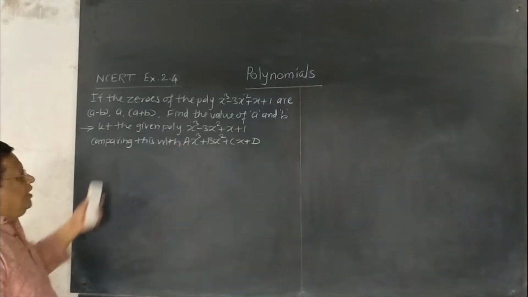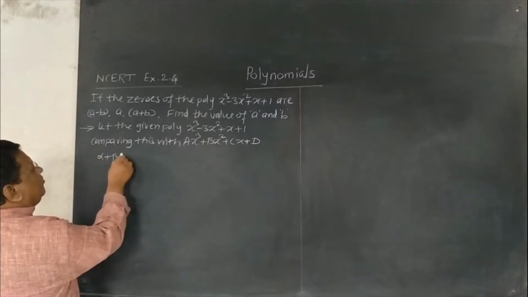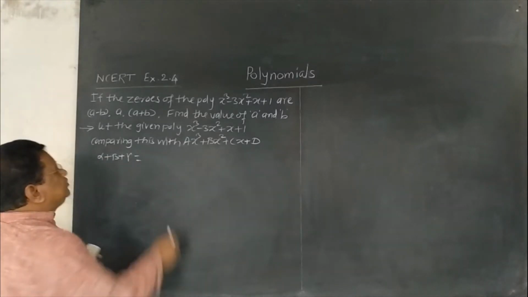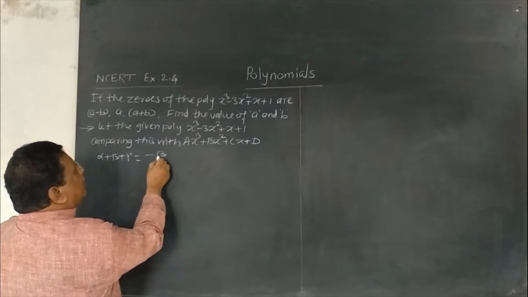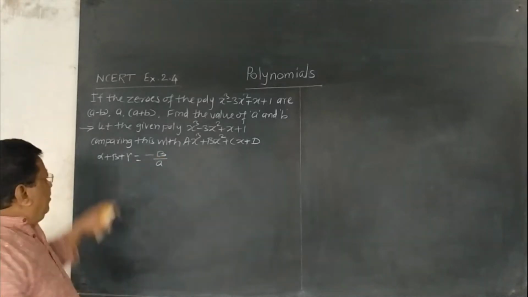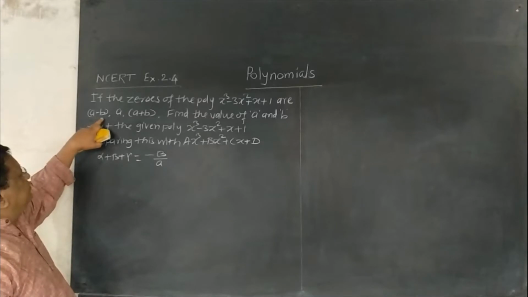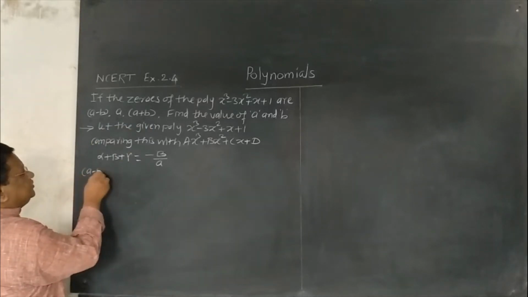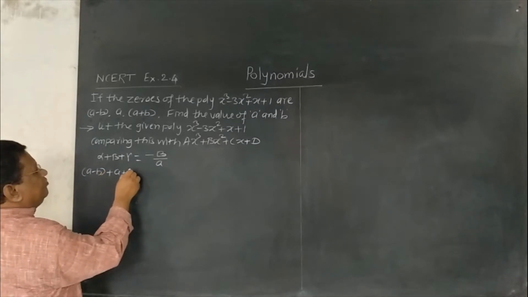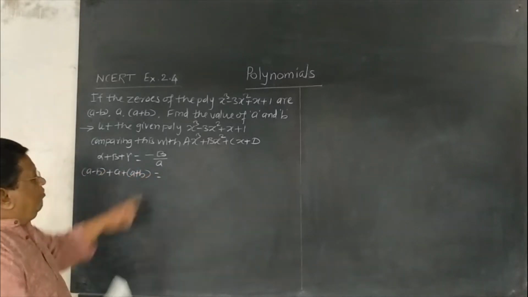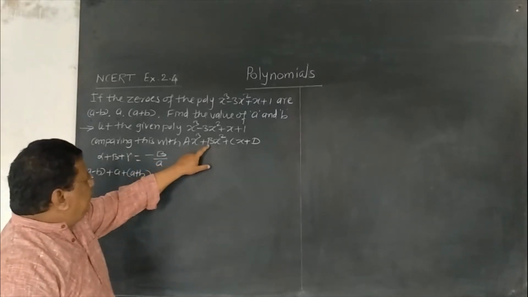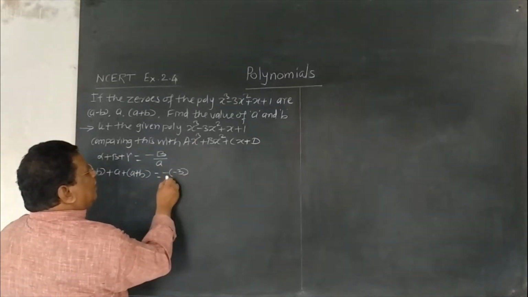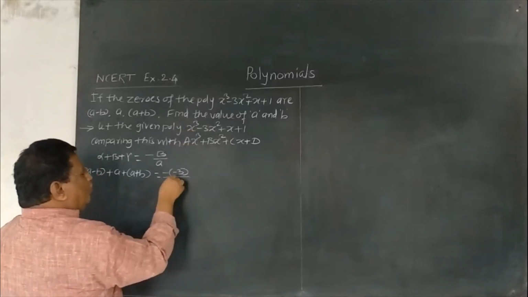Now we know alpha plus beta plus gamma is equal to minus B upon A. But alpha means a minus b, beta means a, and gamma means a plus b. So substituting these values, a minus b plus a plus a plus b is equal to minus B upon A, and minus B means minus minus 3 upon A. A is 1.